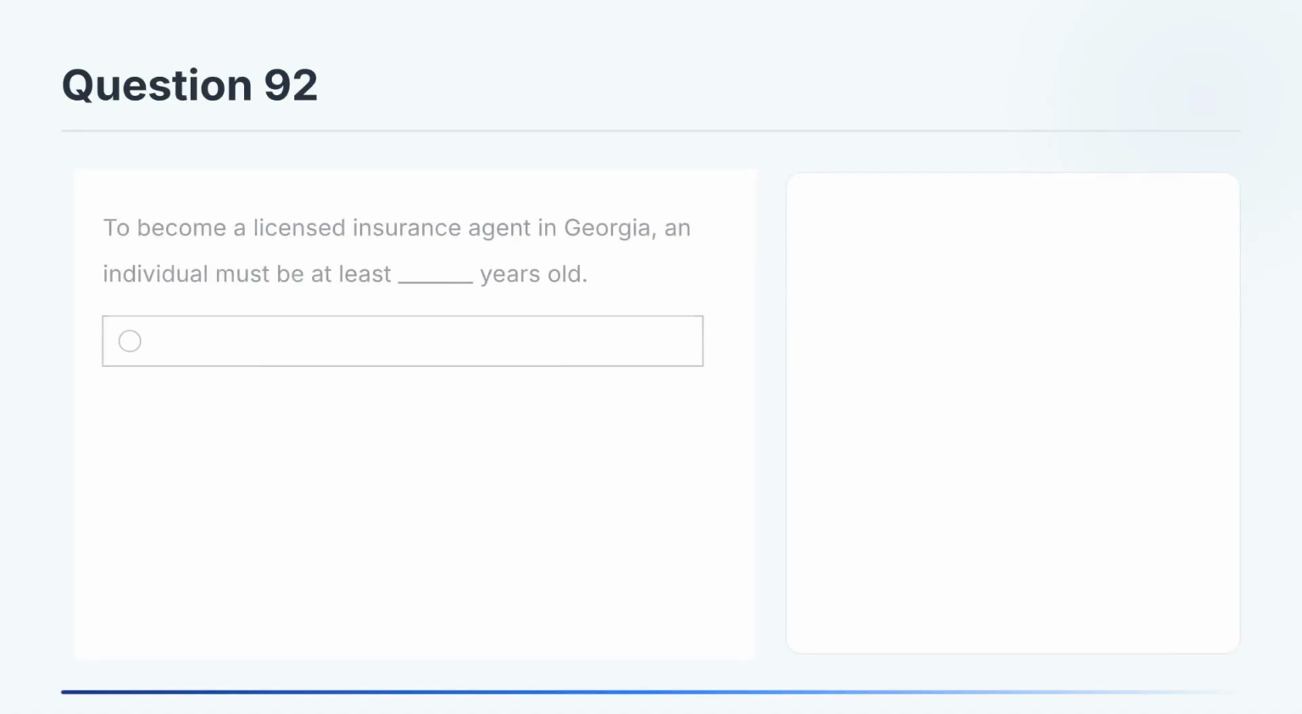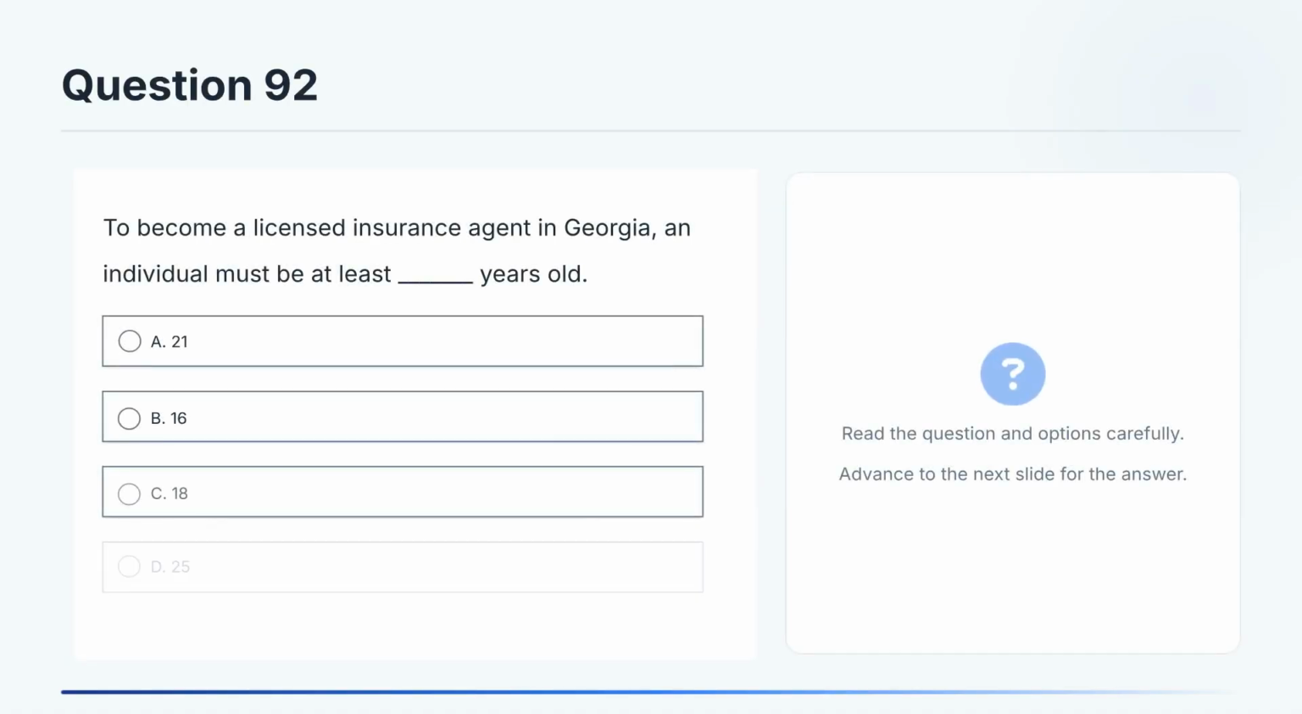Question 92. To become a licensed insurance agent in Georgia, an individual must be at least blank years old. A. 21. B. 16. C. 18. D. 25.